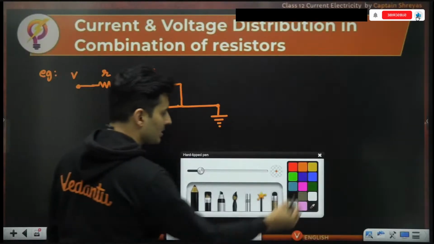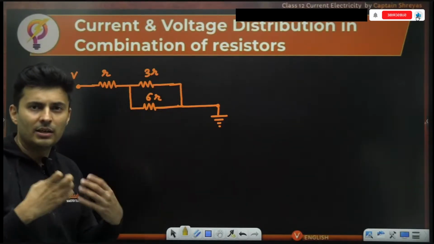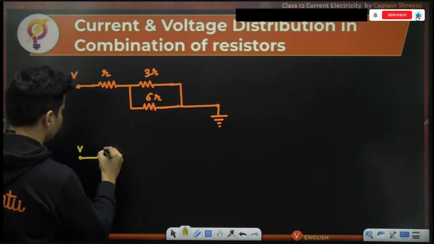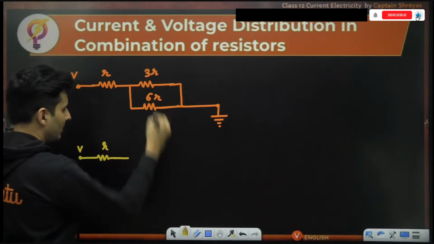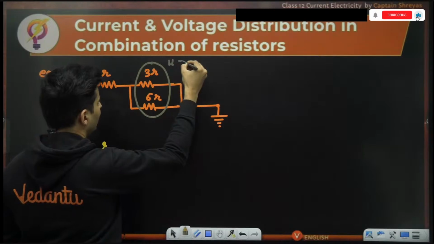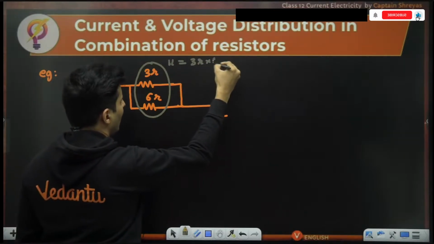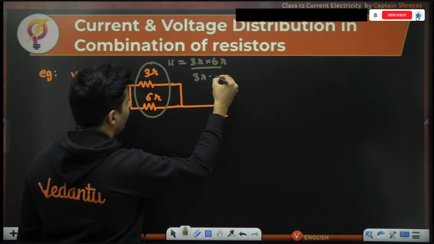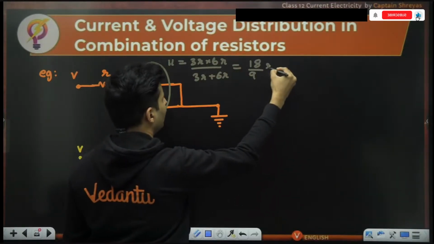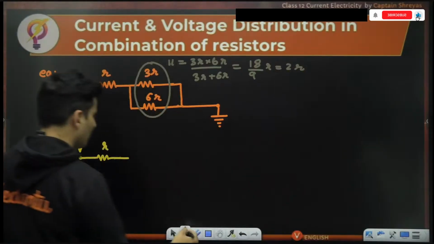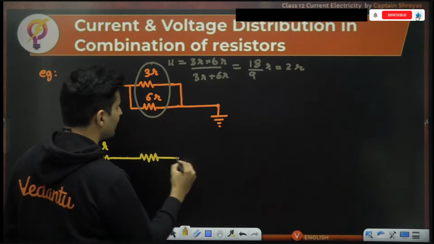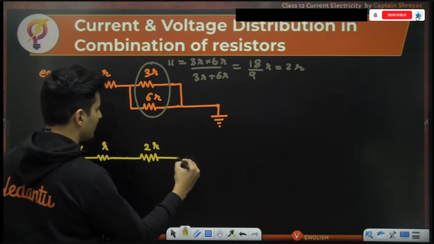So what do you do in such a case? Always start by reducing the circuit into a simpler circuit. So over here, if this is V volts, this resistor R, these two are in parallel, as you can easily see. Because they are in parallel, it will be R1 R2 divided by R1 plus R2. So 3 times 6 is 18, 3 plus 6 is 9, 18 by 9, which is basically 2R.